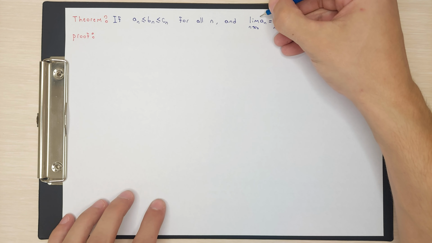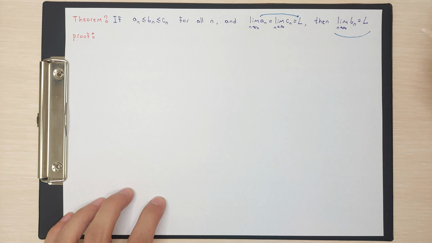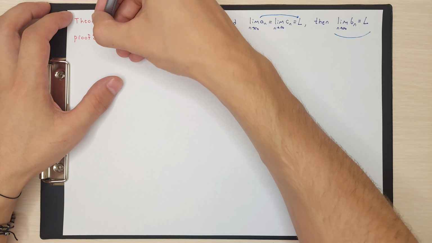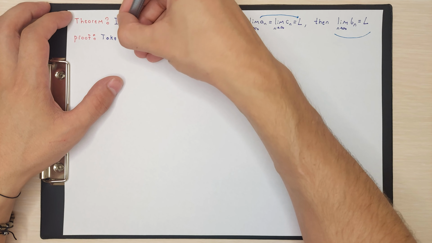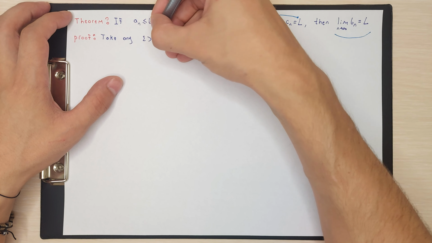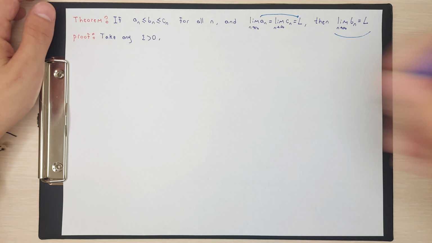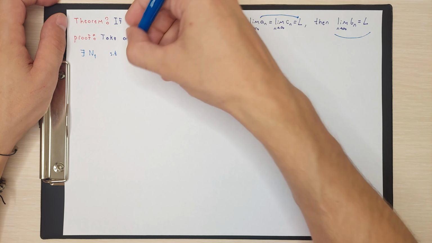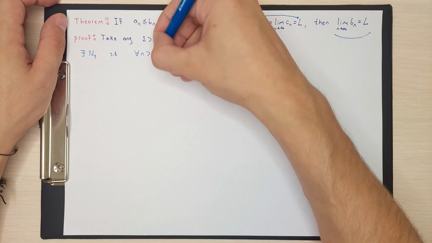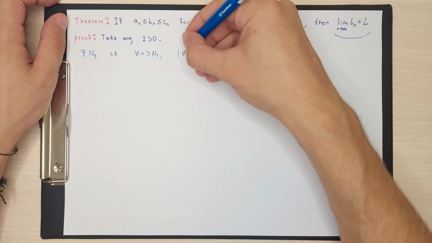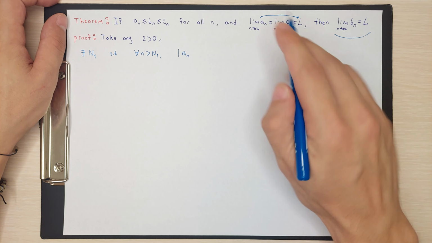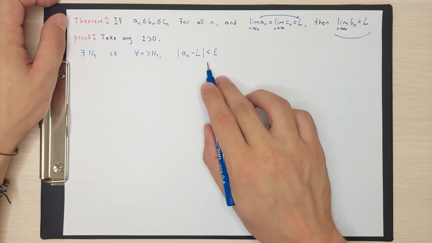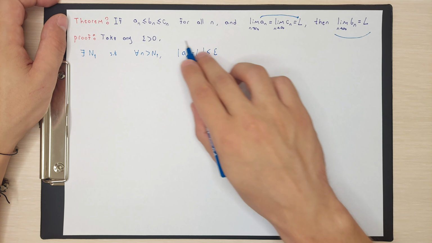First of all, limit an is L. This is a convergent sequence, so we can use the definition of convergent sequences, right? What was the definition? For all values of epsilon, there exists n1 such that for all n which is greater than n1, the absolute value of an minus L must be less than epsilon. This is the definition of limit an equals L, right?